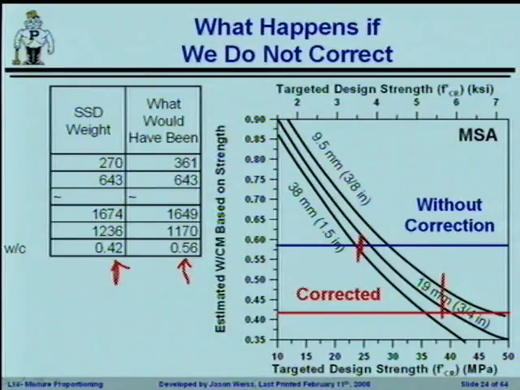Now, does the fact that the water might be inside the aggregate affect the slump? Does that make any sense? Well, we want the aggregate, we want the water inside of the aggregate.